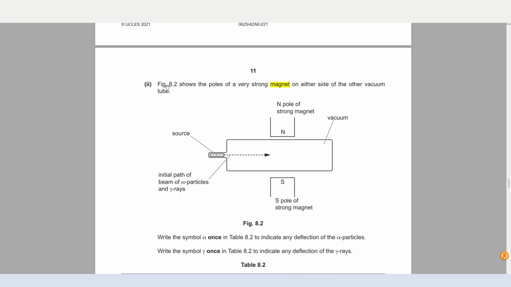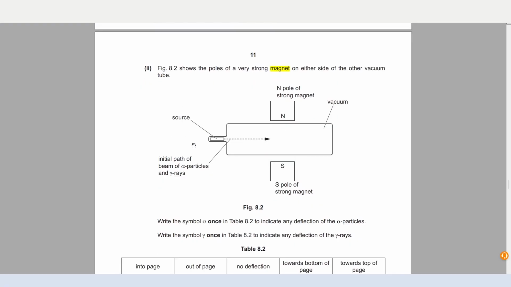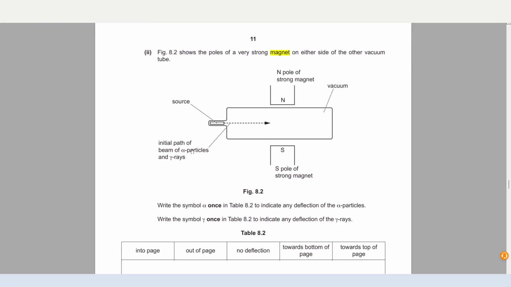Part 2 says figure 8.2 shows the poles of very strong magnets on either side of a vacuum tube, the initial path of alpha particles and gamma rays. So this we can consider as the path of the current, and we have to use Fleming's left hand rule as they have included magnets here. So instead of current, we can use the path of the particles.